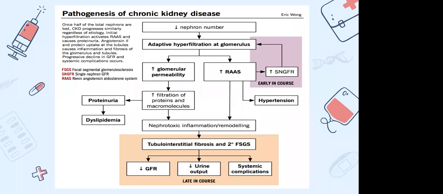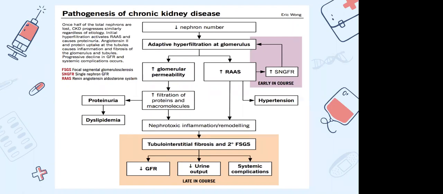Next, we move on to the pathogenesis of chronic kidney disease, just for a brief explanation. It occurs when half of our total nephrons are lost. When the number of nephrons is reduced, the remaining nephrons will try to adapt and take back the function of the kidney by increasing hyperfiltration at the glomerulus. They call it adaptive hyperfiltration at the remaining glomeruli. When this occurs, first they will activate the RAS system, the renin-angiotensin-aldosterone system. I believe everyone knows what this is, so I will not explain further.